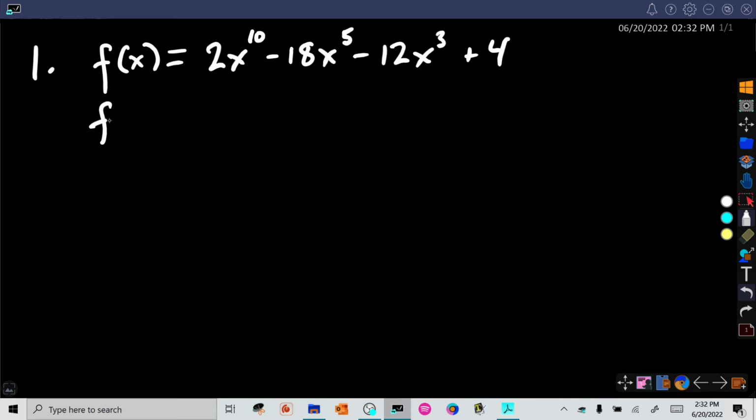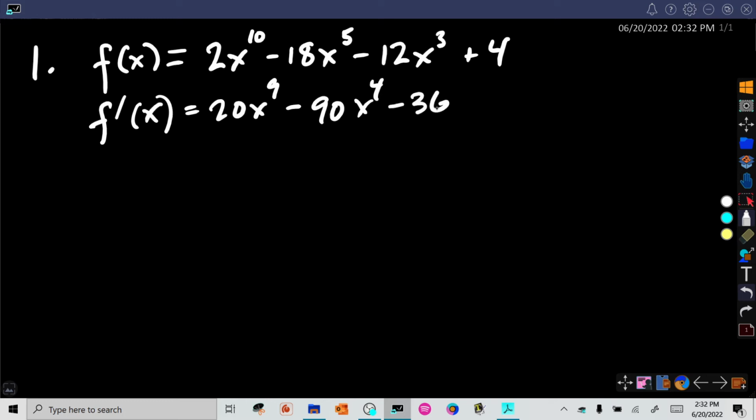So the first derivative is just going to be f prime of x, and we can use the properties of taking the coefficient, multiplying by the exponent, reducing it by 1. So 2 times 10 is 20. And we're going to reduce this exponent by 1, so it's going to become a 9. 18 times 5, this is going to be a minus 90x to the 4th. Then we're going to have 12 times 3, which is a minus 36. We reduce the exponent by 1. And we'll notice that the 4, because it's a constant term, its derivative is just 0, so we can ignore it.